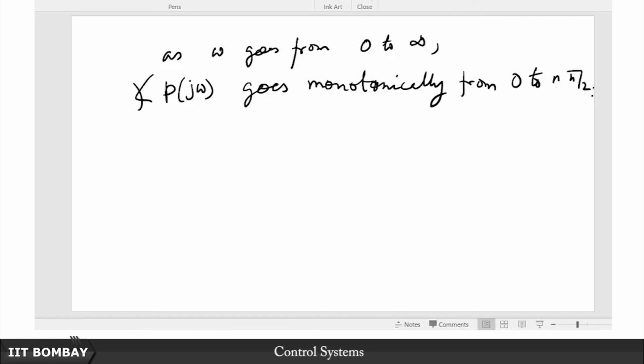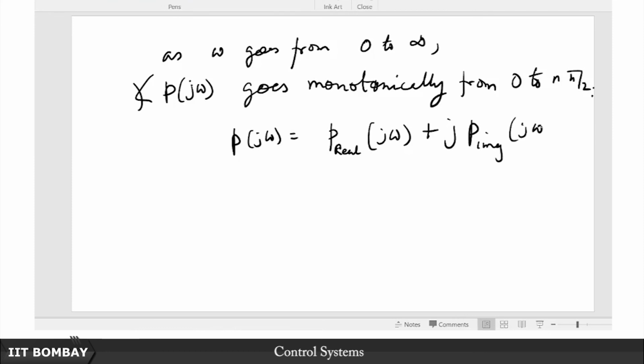What I can say is that I split up P(j omega) into a real part, P real of j omega, plus j times P imaginary of j omega. Remember that this P imaginary and P real, the way I have split it up, because I have pulled this j out, are now both real polynomials, no?